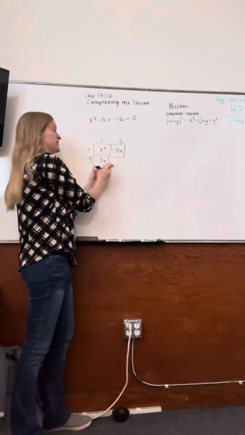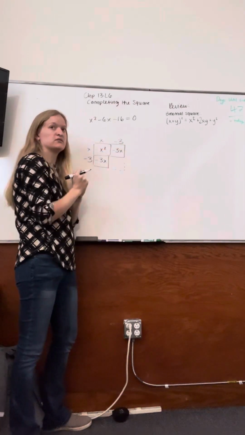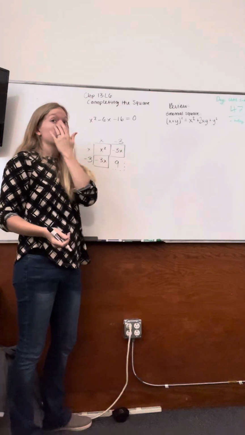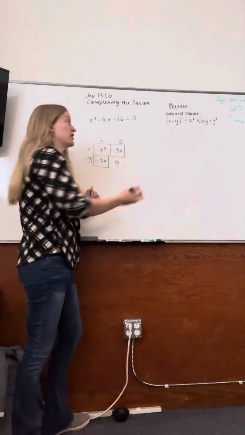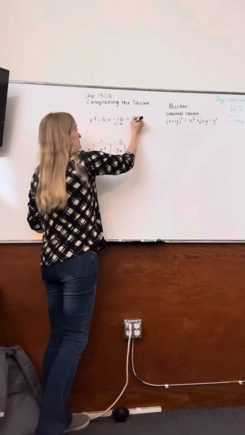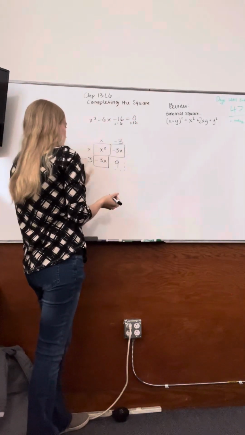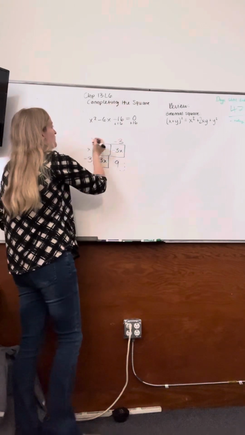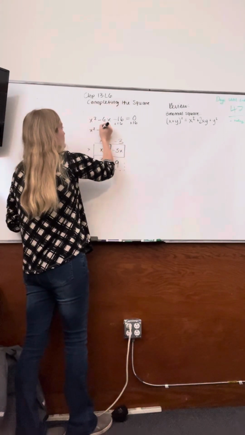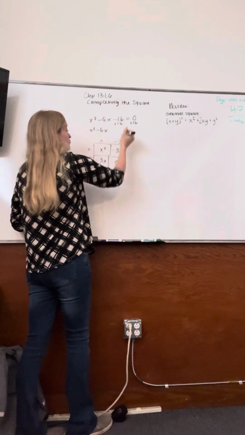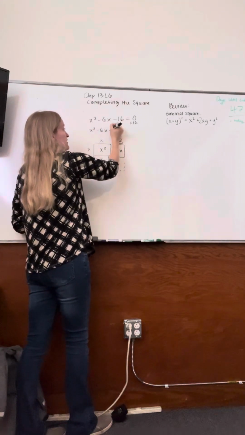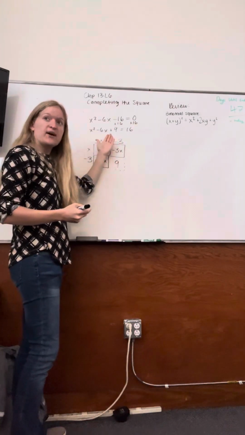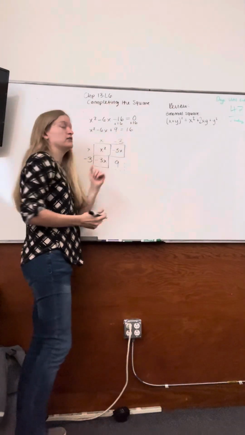The last term needs to be negative 3 times negative 3, which is 9. So this needs to be a 9. Negative 16 won't work. So we're going to move it across. We're going to add the 16 to both sides. I should have written this down farther. I'll try to fit it. All right. x squared minus 6x, and then what do we want that third term to be? Plus 9. But if I add 9 to this side of the equation, to keep it balanced, I have to also add it over here.